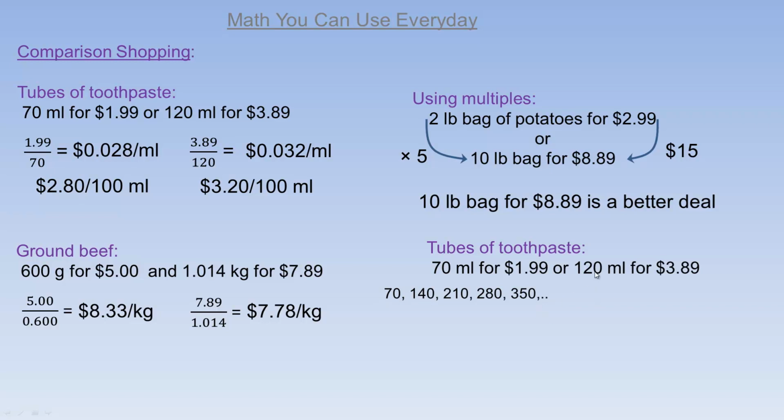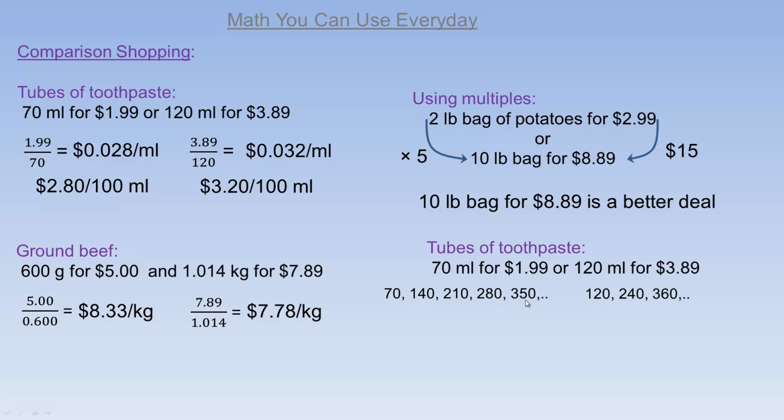For 120, the multiples of 120 are 120, doubled it is 240, tripled it is 360. Now, these aren't the same, but they're pretty close. They're only different by 10 milliliters. So unless the prices were really close, this is probably going to do it for you. So this is the 5th multiple, the 350, this one here.